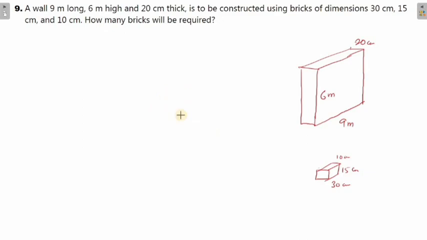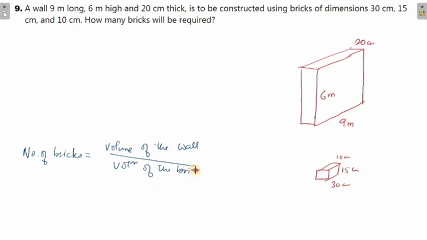In the question in your book, a hint is also given. Let me write down the hint. The hint is: number of bricks is equal to volume of the wall divided by volume of the brick. So this is the formula that is given in your book. My aim is to find the volume of the wall and the volume of the brick, and make sure that their units are also the same.